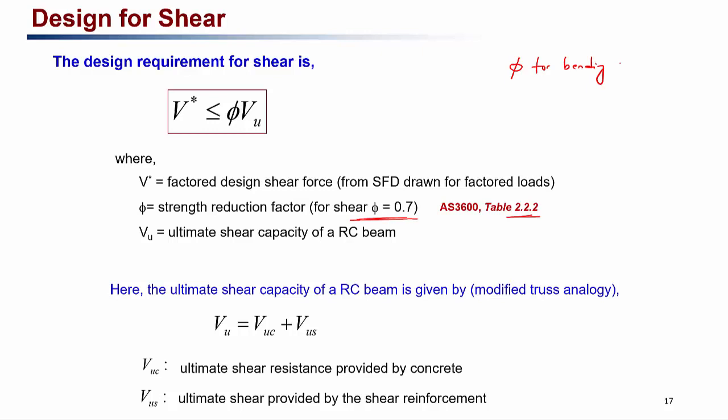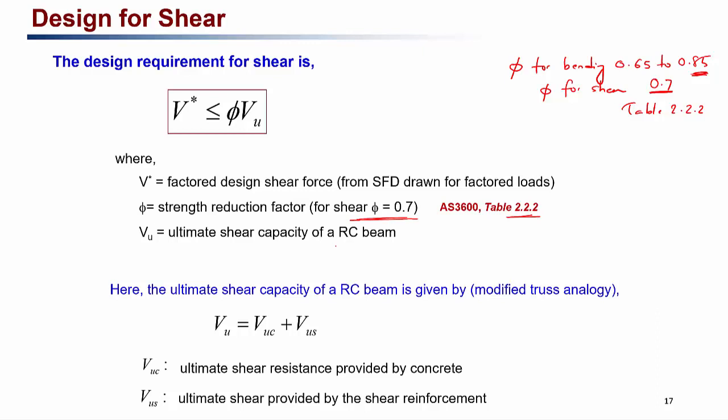As you remember, phi for bending can range from 0.65 to 0.85, whereas phi for shear is 0.7. This is all given in Table 2.2.2. As you can see here, the phi factor for shear is only 0.7, which is less than the phi factor for flexural tension failure. This is because the flexural tension failure is ductile failure, whereas the shear failure is brittle. So we are giving a smaller value of phi for the shear failure.